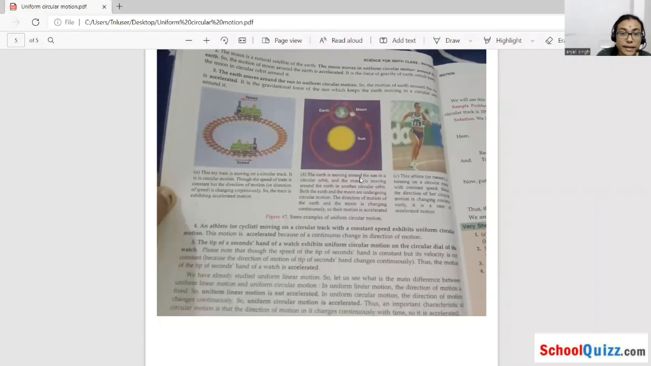Now next is about an athlete. You can see these are the examples. An athlete moving on a circular track with a constant speed exhibits uniform circular motion. When moving on a track, at that time also the speed is constant. Clear? And the last, the tip of the seconds hand of a watch. You can see the seconds hand, the minute hand as well as the hour hand. They are moving uniformly in the watch. So these are common examples of uniform circular motion. I think that is clear to you, everyone.